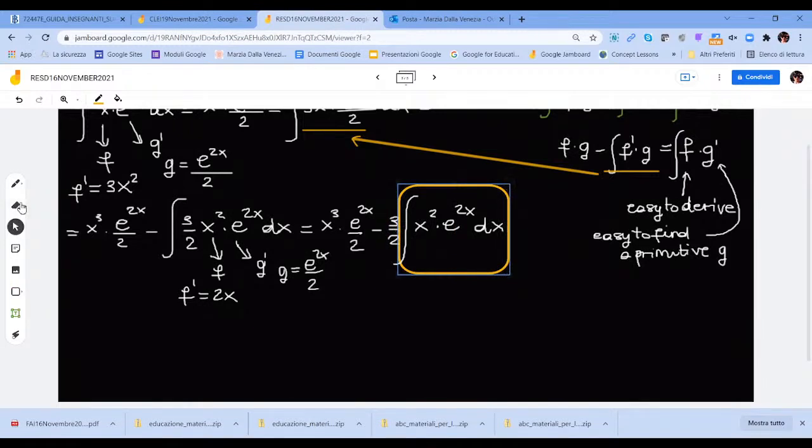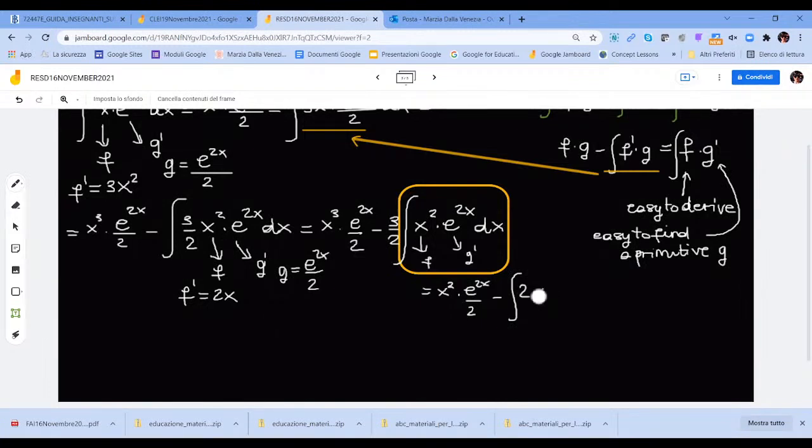Okay, so let's compute this one. So what is this? Again, this is f and this is g prime, as I wrote before. So we have, as this integral is f times g, f as it is, times the primitive function e to the 2x divided by 2, minus f prime times g.